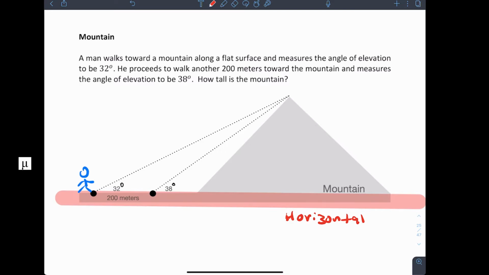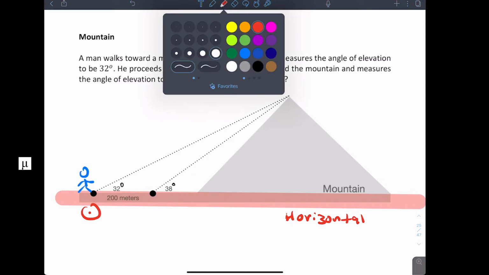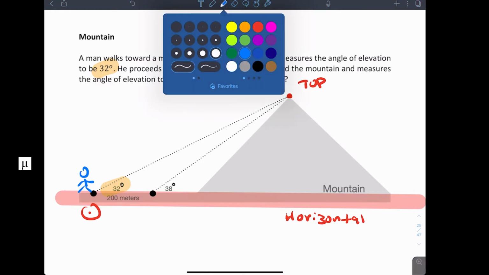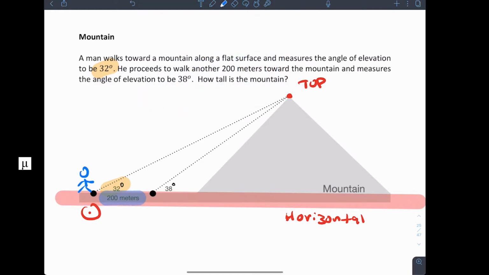And then they have an angle of elevation. So the eyeball is here. And what does that angle of elevation measure? It says 32. And this is to the top of the mountain here, called a mountaintop, right? So, okay. And then he proceeds to walk how much? 200 meters. And then what does he do? He measures it again to be what? 38 degrees, an angle of elevation.